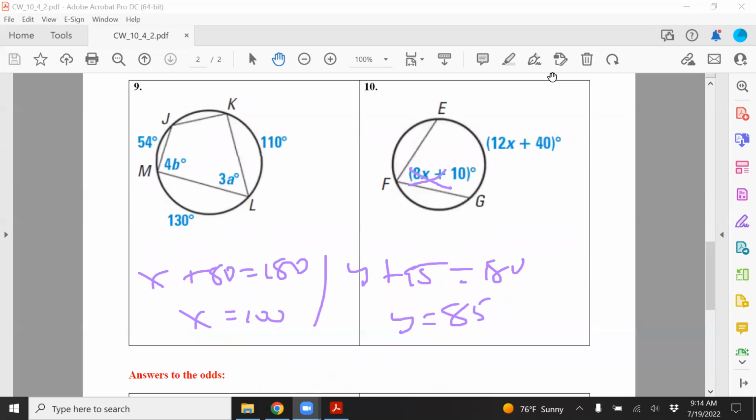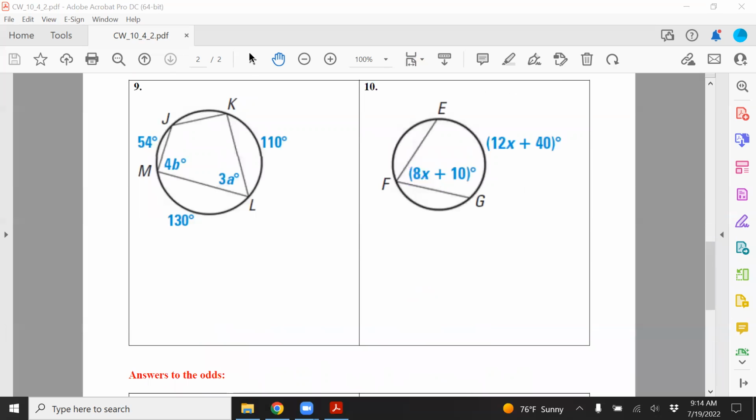And then finally for number 9, this one's a little more work. Let's look at JK, because we're probably going to need to know that. How much is left over for JK? You already have 54, you already have 130, you already have 110. So if you do the math, 130 plus 110 is 240, and then 54 is 294. That's got to be 66 degrees. So use a calculator, mind you, but yeah, it's 66 degrees.